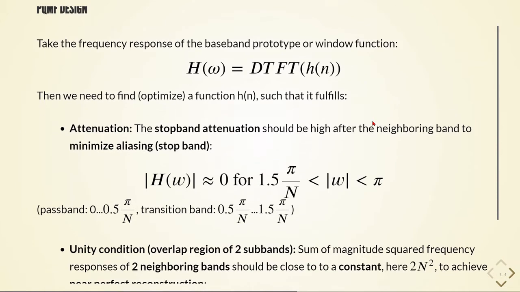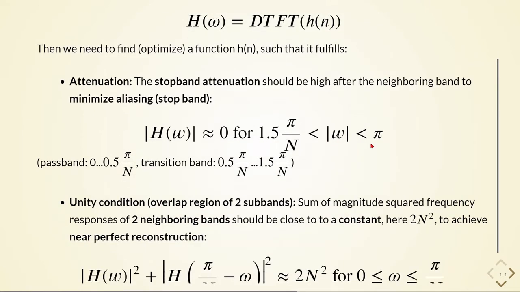So the first very important condition is the attenuation. So the stop band attenuation should be high after the neighboring band to minimize aliasing. And it's given by this condition here. And we have a pass band from 0 to 0.5 times pi divided by capital N, and the transition band given by these intervals here.